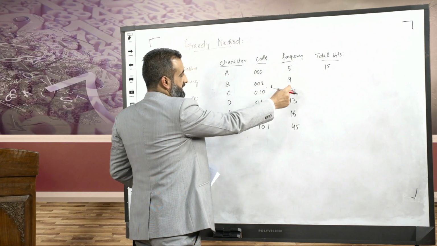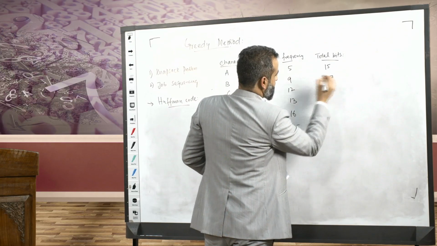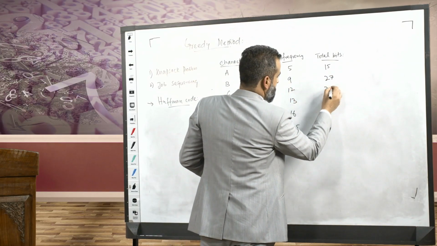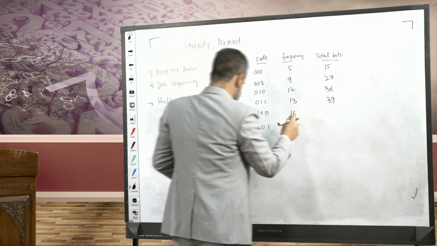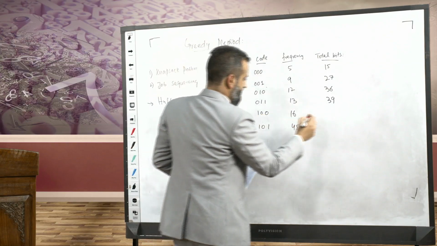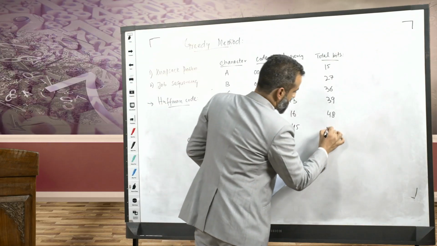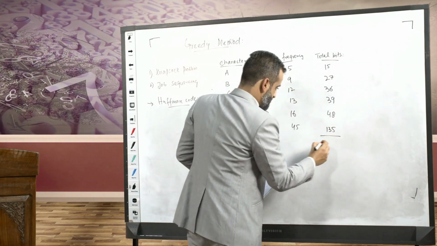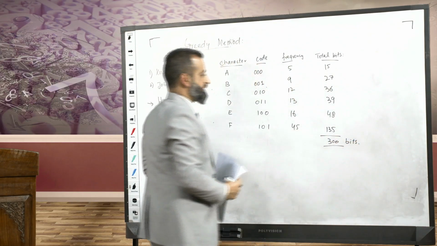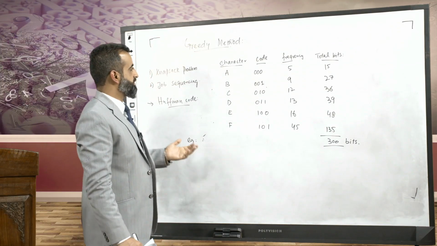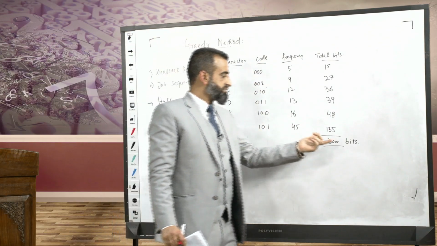Likewise, for B, 9 occurrences with 3 bits for each gives me a total of 27 bits. For C, 12 times 3 is 36. For D, 13 times 3 is 39. For E, 16 times 3 is 48. And 45 times 3 is 135 for F. So in total I'll be requiring 300 bits. If I have to send this message using this 3-bit code, I'll be requiring 300 bits.